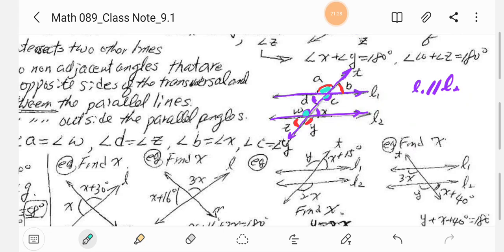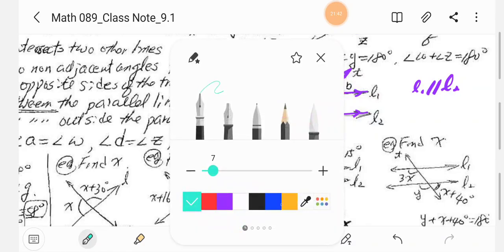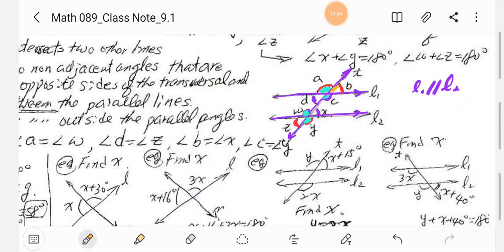And then angle W and angle Y are the same. Why? Vertical angles, right? Okay, so the angles of this color are all the same. How about the yellow? How about angle B? Angle B is the same as angle D because they are vertical angles. And angle D and angle Z are the same on the same side. And then angle X and angle Z are the same. So the yellow angles are the same, and these blue angles are the same as well.